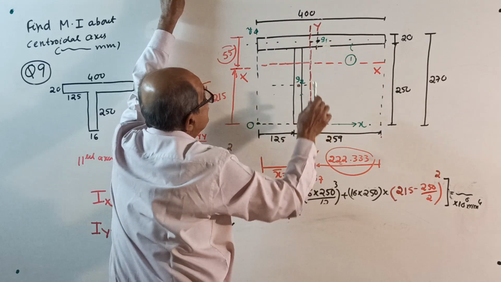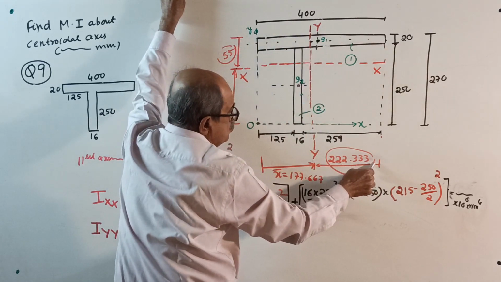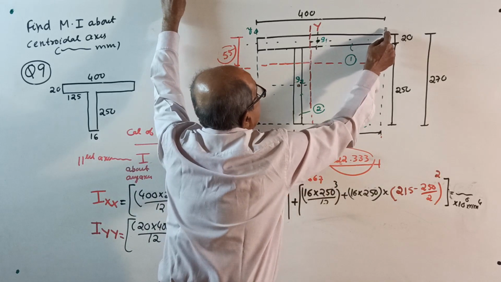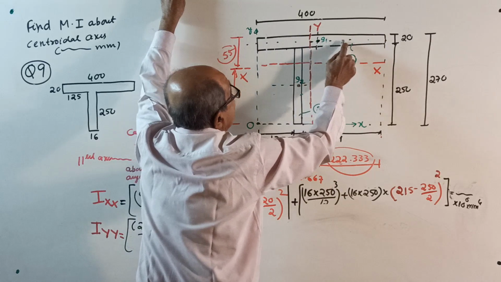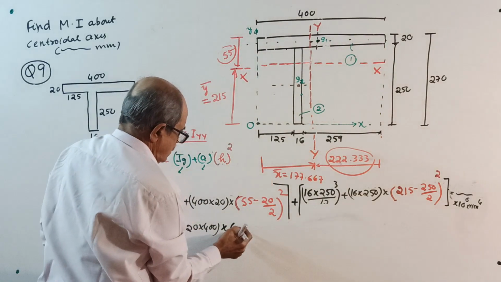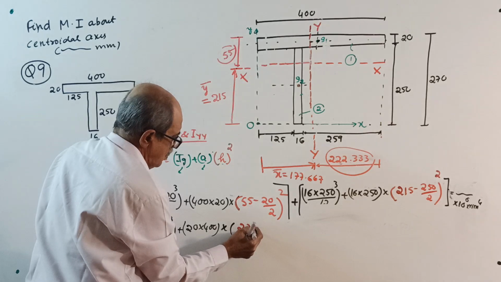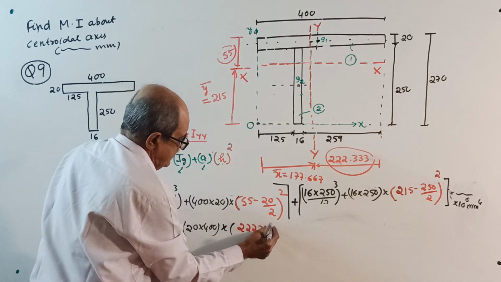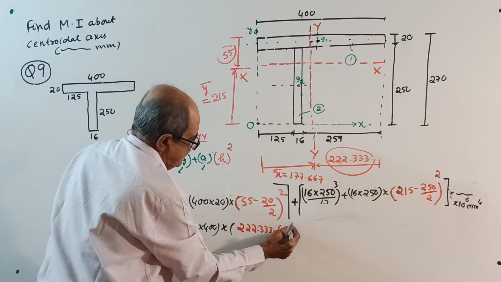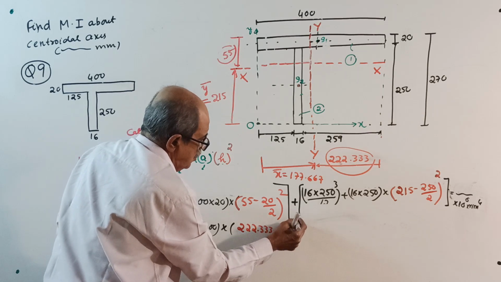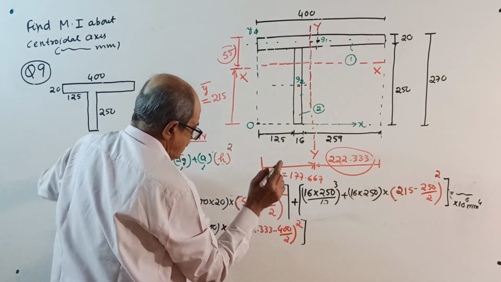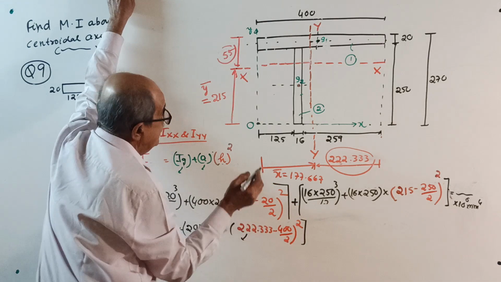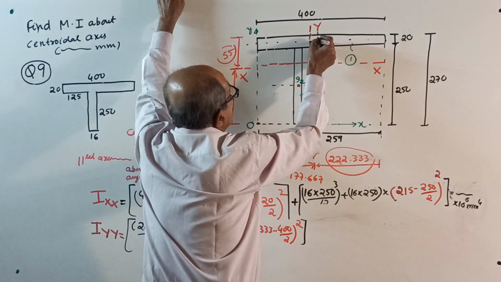One of the options is, see, this is 222.333. From here to here is 222.333, subtract half of 400. 222.333 minus 400 by 2 whole square, over. One option. Other option is, see, this is centroid G.